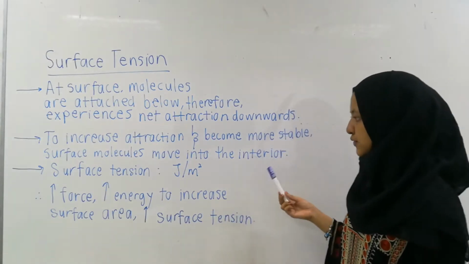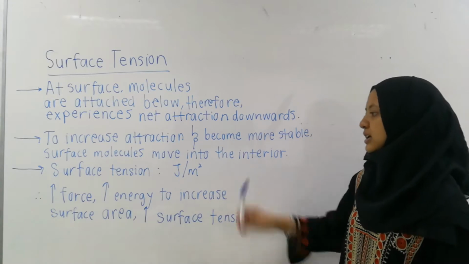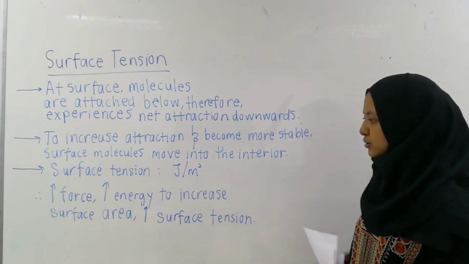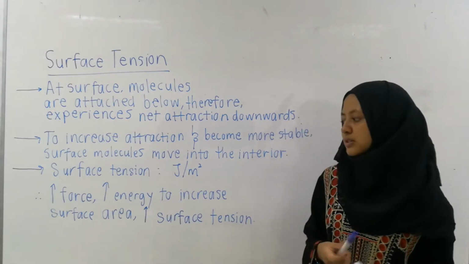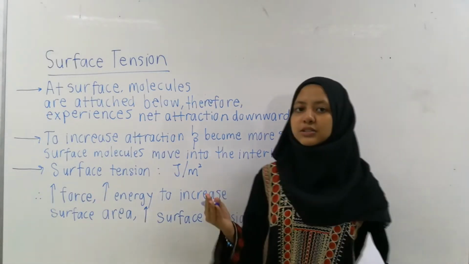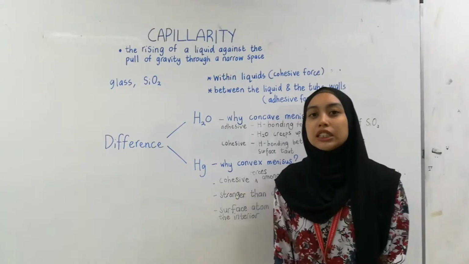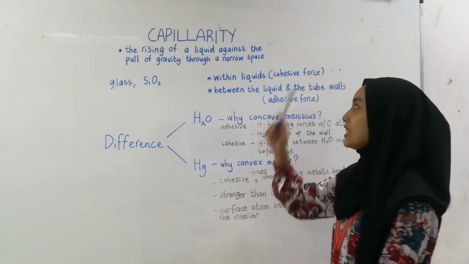So the given unit for surface tension is joule per meter squared, and by that I can conclude that the greater the force, the more energy is needed to increase the surface area, and the surface tension will also increase. On to the next property of liquid, which is capillarity.